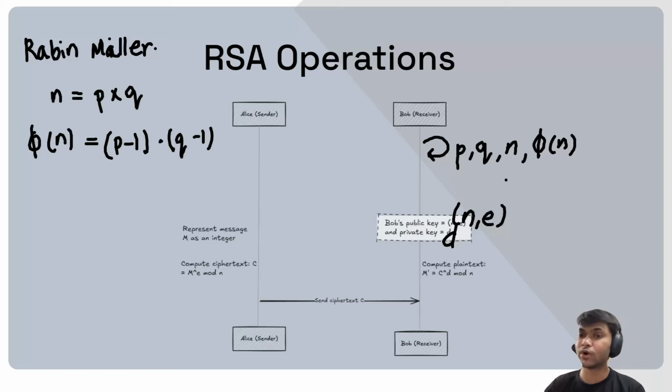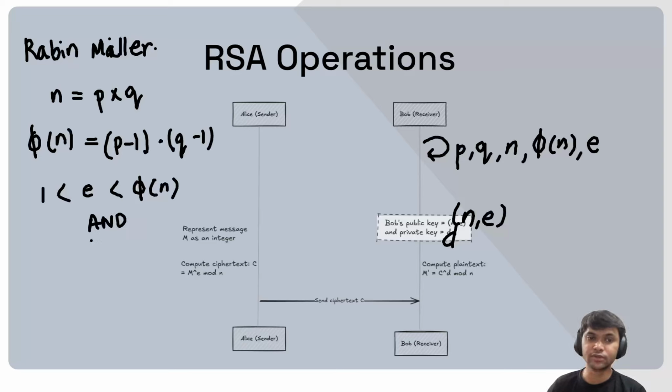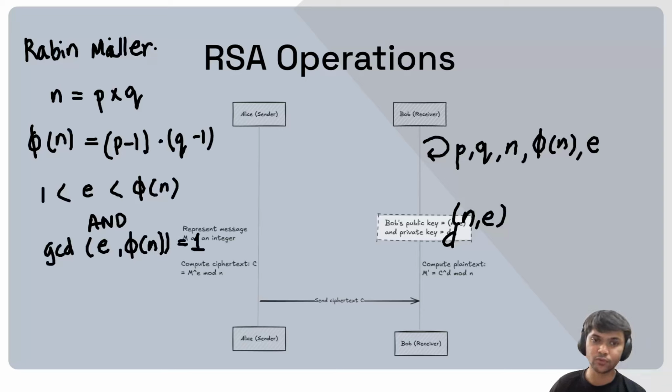Once this is done, Bob is ready to compute the public exponent E. The public exponent is chosen such that it always lies between 1 and the phi n that we generated in the step above, with the Euler's totient function. And the public exponent E is always co-prime with the Euler's totient function, which means the GCD of E and phi n is always 1.